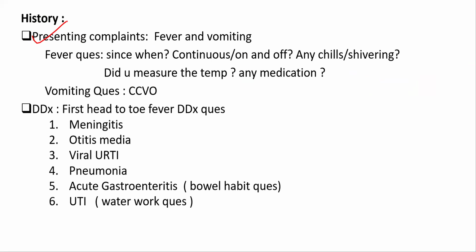Now, we can also ask which one came first, fever or vomiting? And if fever came first, then you can start questions about the fever. Let's say we can say, I understand from the note that he has got fever and vomiting. Can I ask which one came first? The fever came first. Well, can you tell me a little bit more about it? So then they will give you some information.